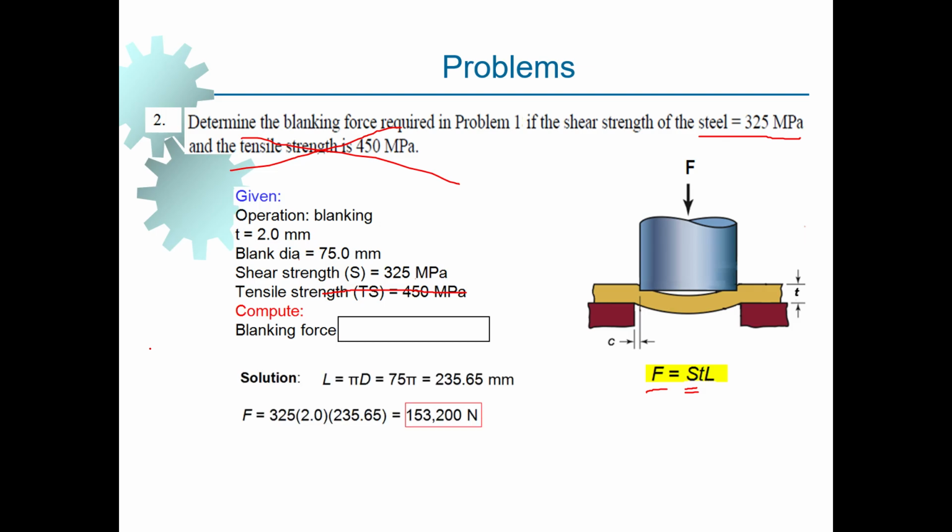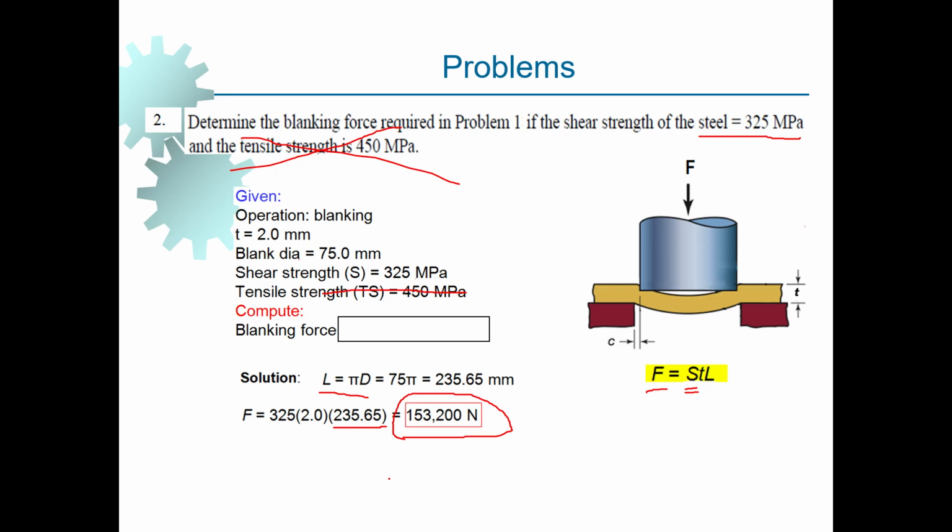And then by making use of this equation, we do the computation of the circumference first, and then shear strength times thickness times L, which is the length of the cut, is giving us the force needed for cutting. Please note that this is the minimum force for cutting, so when the cutting tool, that is in this case punch and die, are sharp, this is sufficient.